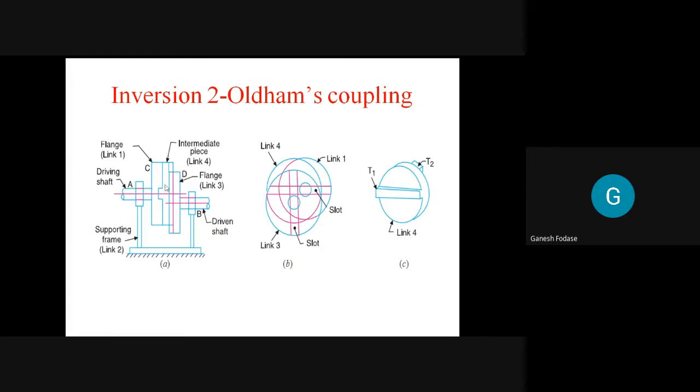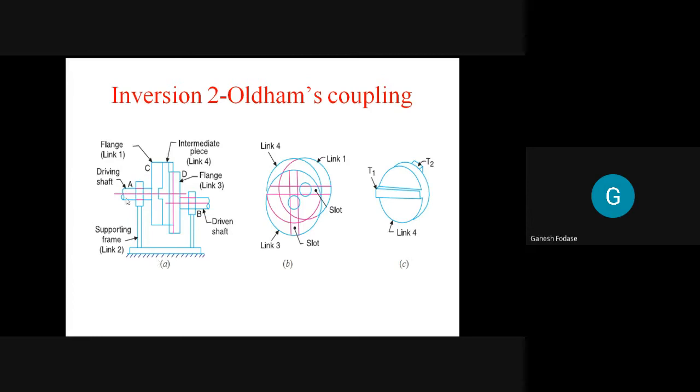So how many elements are here? It consists of intermediate piece or intermediate link 4, which is used to connect link number 1 and 3. What is link number 1 and 3? Link number 1 is the flange connected to the driving shaft. Link number 3 is the flange connected to the driven shaft. Means there are 4 elements only. One is the frame, another is the flange along with the driving shaft, that is link number 1. Third is the flange along with the driven shaft, and the fourth is the interconnecting member or intermediate piece. So the 4 links are clear.